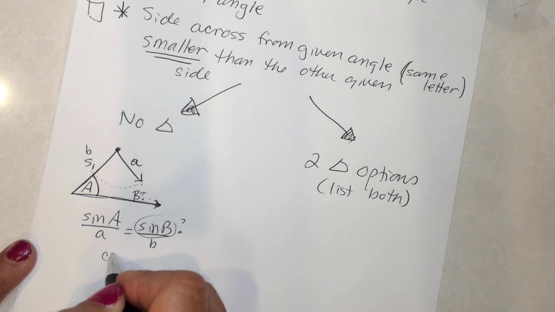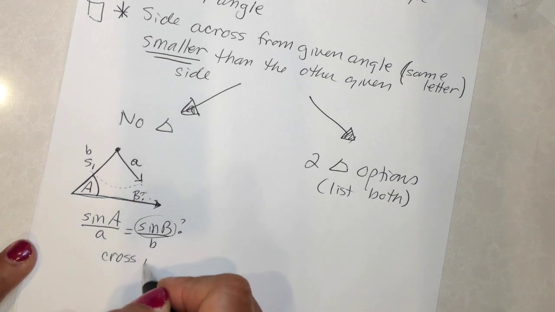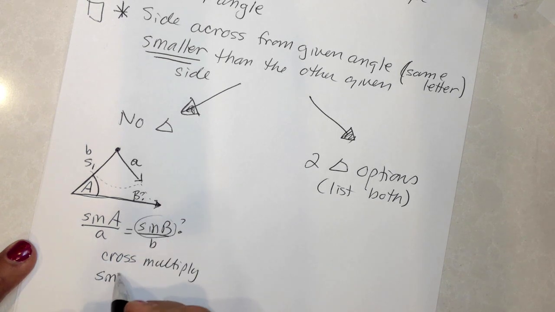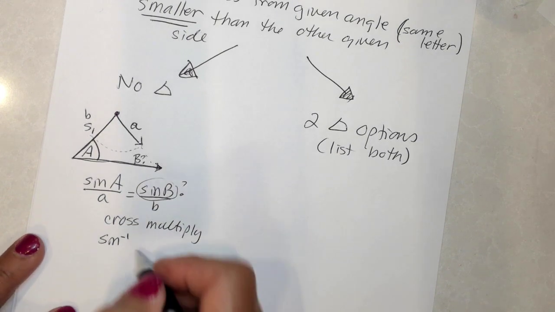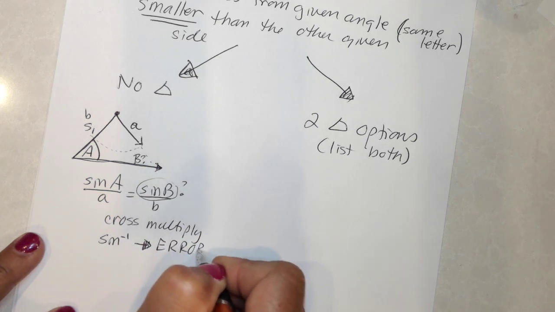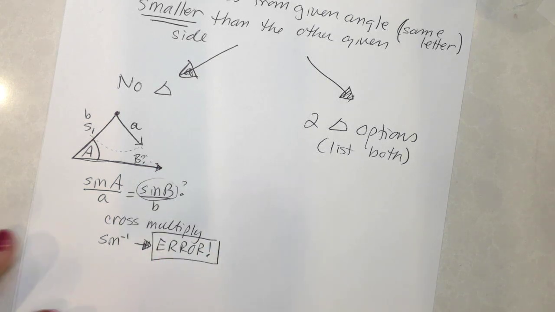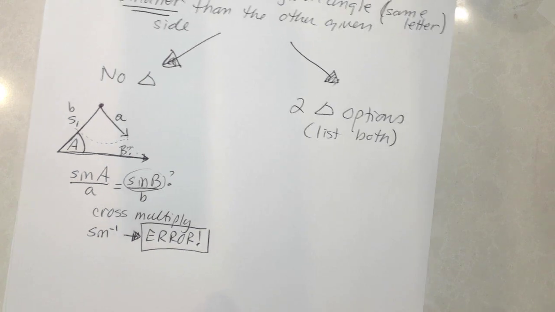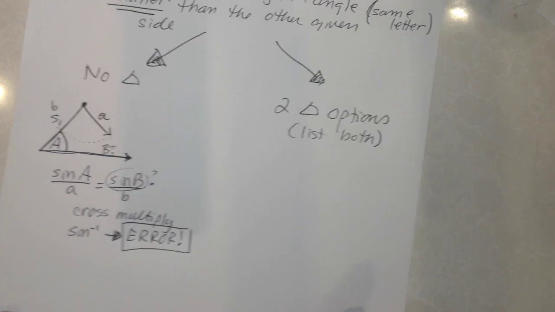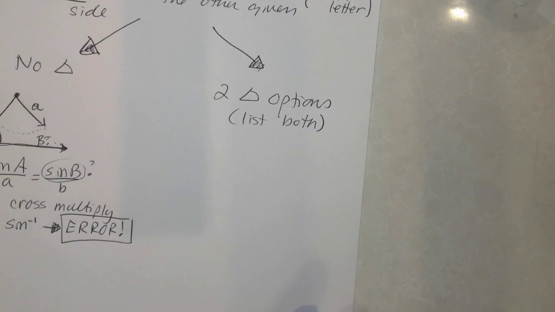I go ahead and do my cross multiplying like normal, and then I'm looking for an angle, so I go to do my sine inverse, and when I do, my calculator gives me an error. So that's usually a really good hint that something's wrong. And in that case, and I'll show you an example, I find out that there isn't even a triangle formed here. There's no triangle at all. Okay, then let's prepare ourselves for the other what if.